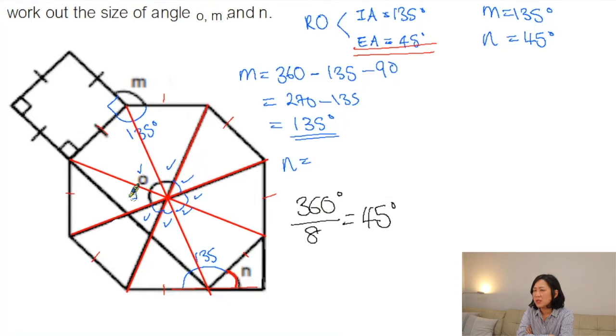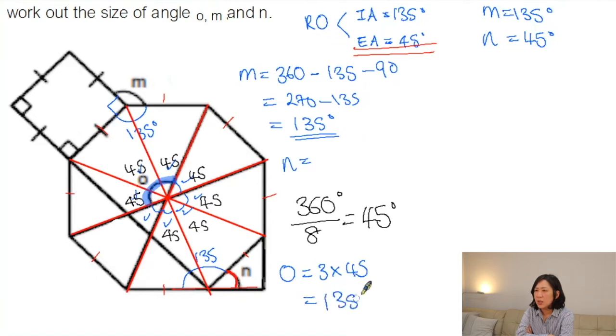Then we notice that it's 45. Then O is made up of 3 lots of 45 angles, right? Then we can say angle O is 3 times 45. So the size of the angle O is 135 degrees.